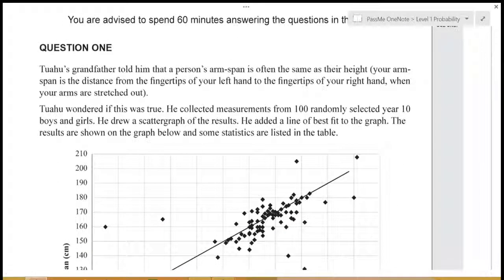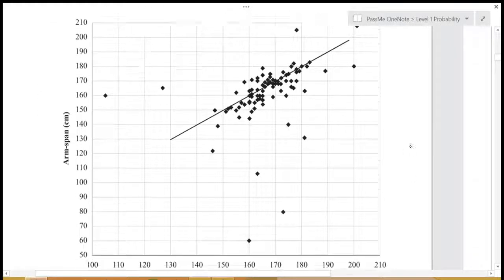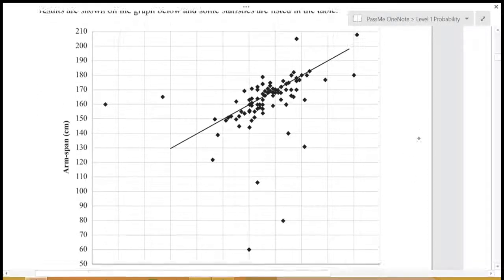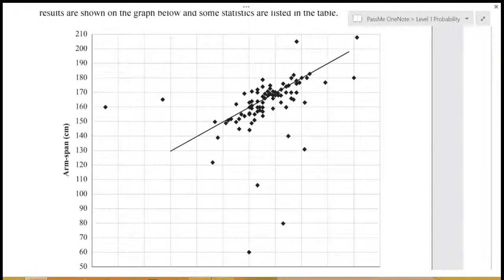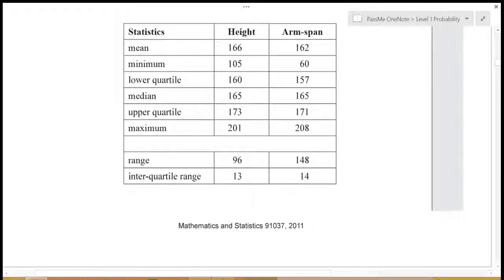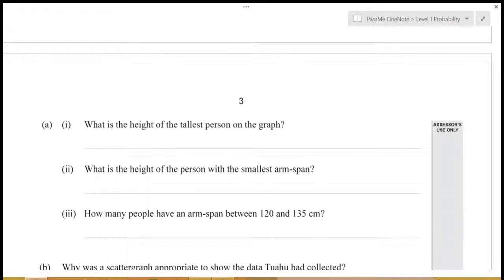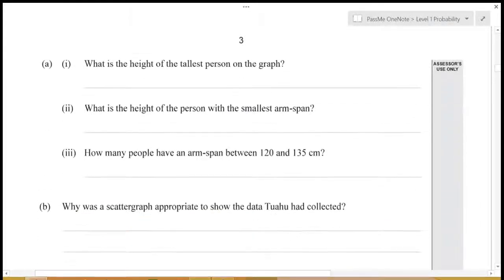Okay, let's get underway. Now, it's probably best if you're wanting to follow this, if you pause here and read through. Otherwise, I'm just going to keep on going through. We're looking at this data here. We're given a situation where a student's looking at this data and they have to interpret it. So we've got all of the statistics here, and then we've got some questions. The first question is asking us, what is the height of the tallest person?